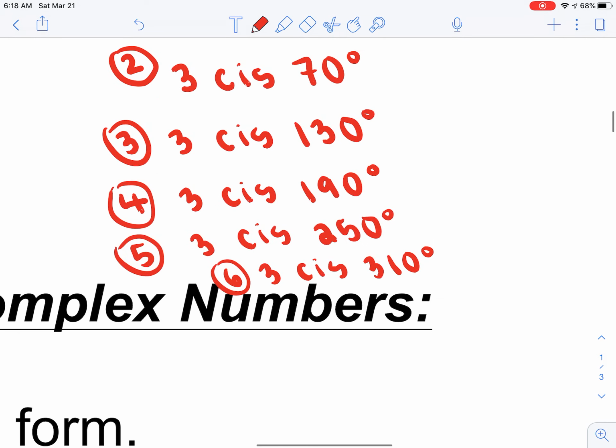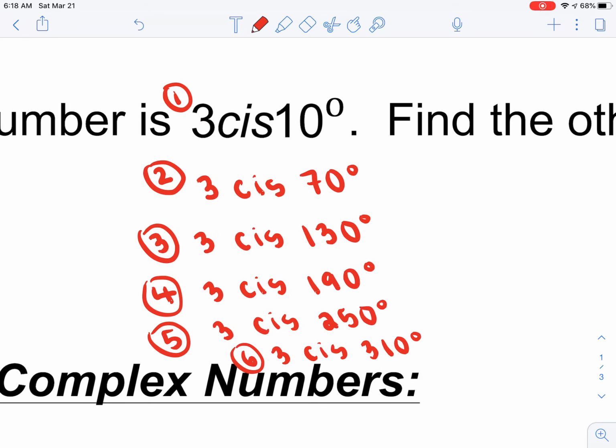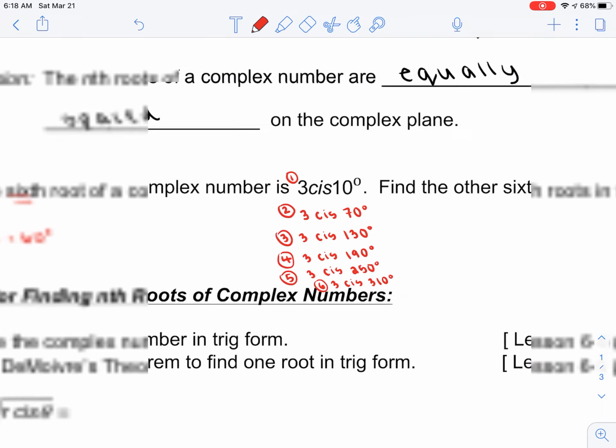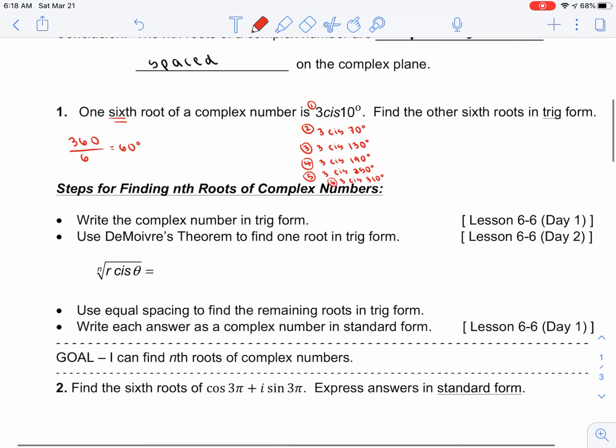Notice if I add another 60 to that, I'm at 370, which when you subtract 360, takes you right back to that original one. So this is the idea of equal spacing. Now, for today's notes, this is going to be a very involved process.